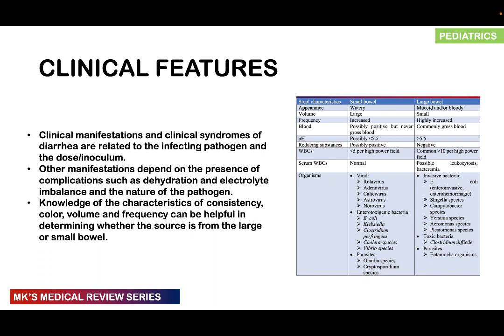Then those that can affect the large bowel can produce a mucoid or a bloody type of diarrhea, the dysentery, and this is usually in small amounts. The frequency is usually highly increased. The blood is usually gross. The pH is usually greater than 5.5. You don't have any reducing sugars. You have the white blood cells more than 10 per high power field. You may have some leukocytosis in your serum white blood cells and even some bacteremia.